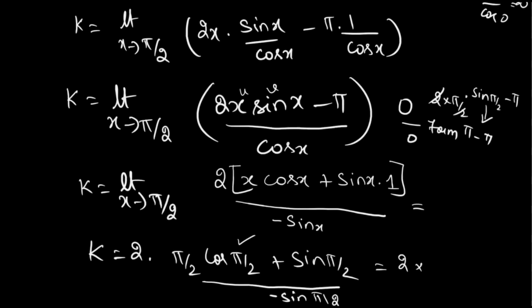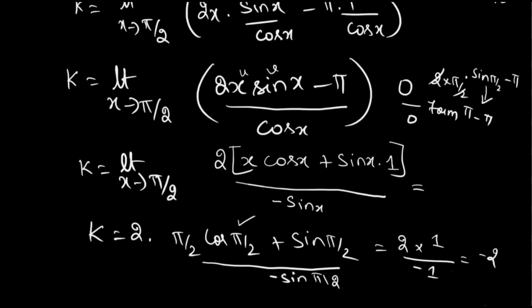Sin pi by 2 is 1. Again, denominator 1 more: sin pi by 2 minus 1. So the answer is minus 2. So here is one more example where this is not in 0 by 0 form, but we are doing the simplification and getting it in 0 by 0 form.